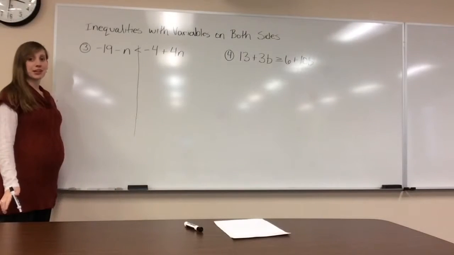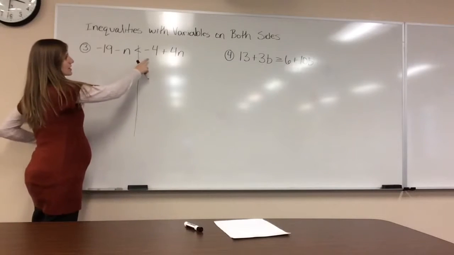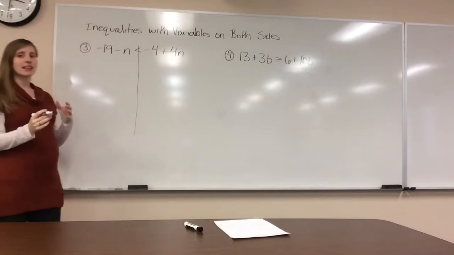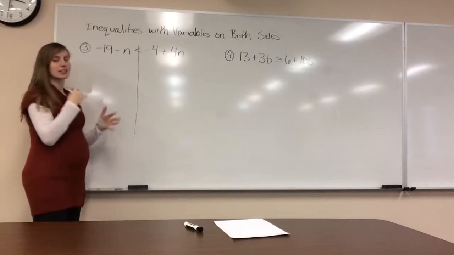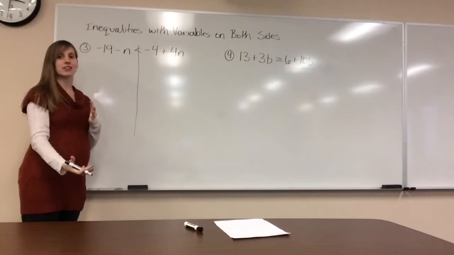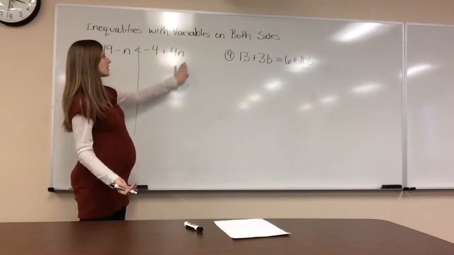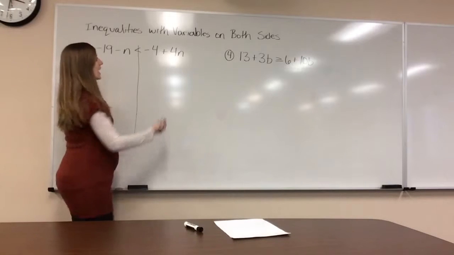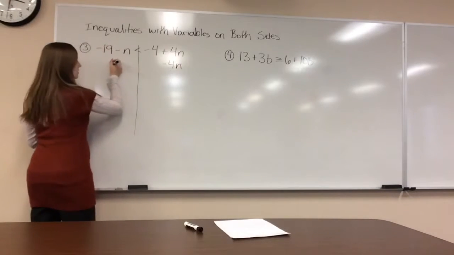For problem number 3, our inequality is negative 19 minus n is less than negative 4 plus 4n. Again, the main thing we want to do is make sure we get all of those letters here on the left-hand side because that's where they will put all of their letters if it's a multiple choice problem. So looking at this, my letter that's on the right-hand side is the 4n. So to cancel out 4n, I will have to subtract 4n from both sides.